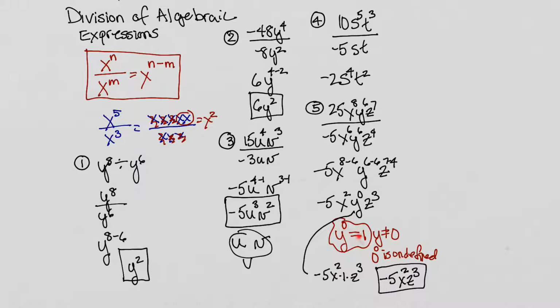And this y to the 0 being 1, well, we can kind of understand it like this. Look back up here. What is some number divided by itself? It's 1, right? Y to the 6 divided by y to the 6 is just the 1. So this is a reasonable definition.